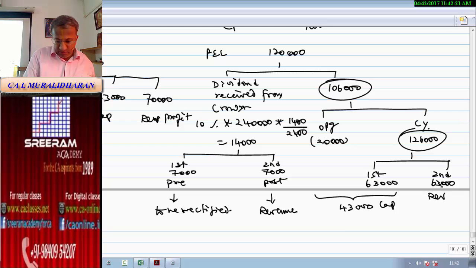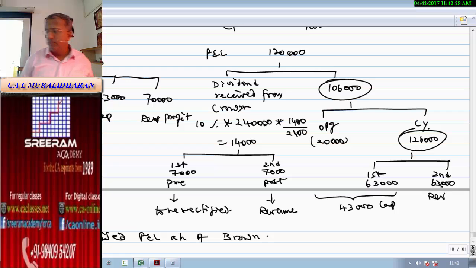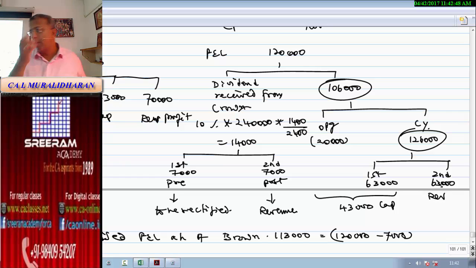So now what will be the revised P&L account of Brown? Revised P&L account of Brown should be 1 lakh and 13,000. How come? 1,20,000 minus 7,000. Revised P&L account upon rectification. Are you clear?